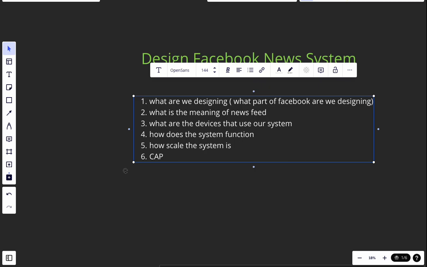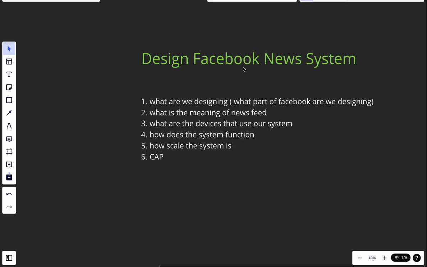It's really important to ask. Maybe you will not have to ask both of the two questions, but at least you will have to ask one of them. So first of all, I'm saying what specific part we are designing, and we are saying that we expect you to design the newsfeed system.